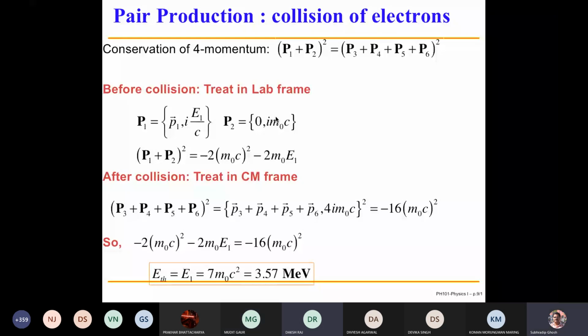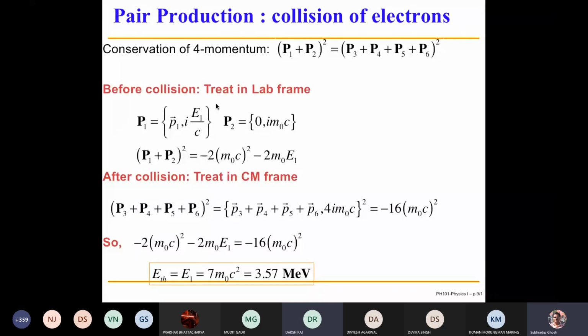But here we are doing 4 momentum. So the way you do problems up to 3 momentum was: before collision, if you are treating in lab frame, after collision, you have to treat in lab frame, right? Yes or no? Or before collision, if you want to treat in center of mass frame, after collision, you have to treat in center of mass frame. Yes or no? Right. But here we are dealing with 4 momentum.